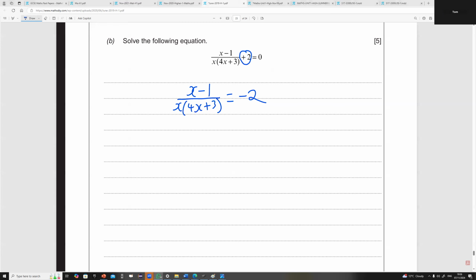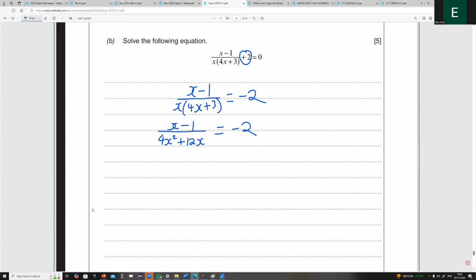Do you expand the denominator? Yep. Well, yeah, we are going to be doing that, so we could do that first. 4x squared plus 12x. But we need to get rid of the denominator, really. So I would multiply both sides by the denominator. On the right-hand side, you've got minus 2 times 4x squared plus 12x. And what would I have to do then?